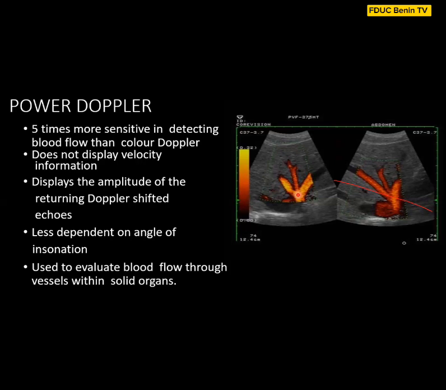Another thing is that it is less dependent on the angle of insonation. So it's used to evaluate blood flow in vessels within solid organs. It is used in tumors, when we want to detect if a tumor is vascular. Power Doppler shows the vascularity better than color Doppler. It's 5 times more sensitive.